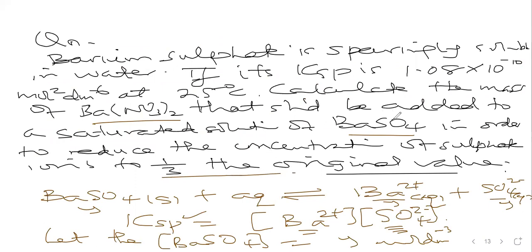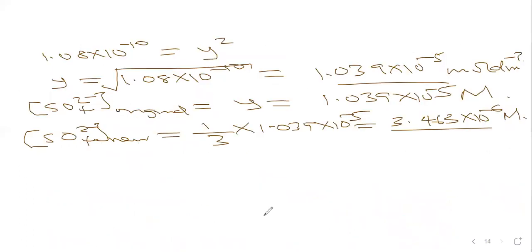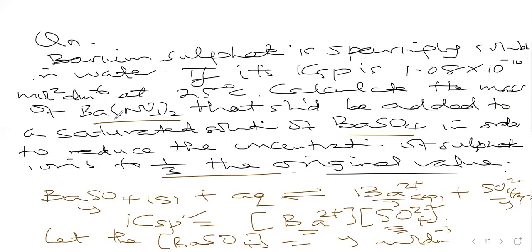Now we want the mass of barium nitrate that should be added to the saturated solution of barium sulfate to reduce that concentration to that value. Now the actual mathematics, or the serious mathematics, begins. So what are we going to do? To get the mass of barium nitrate, we cannot get that mass without knowing its concentration. Are we together? Because we need the concentration which we shall convert to mass using RFM. Are you getting me?